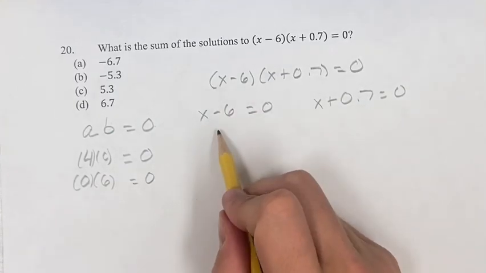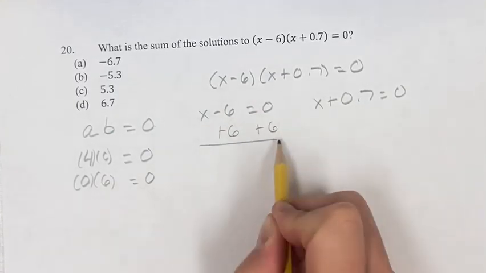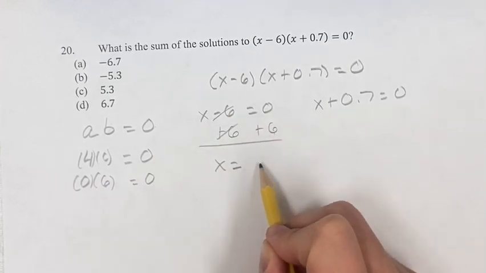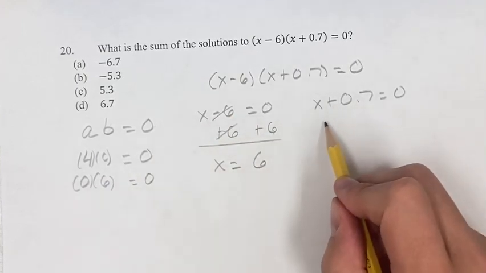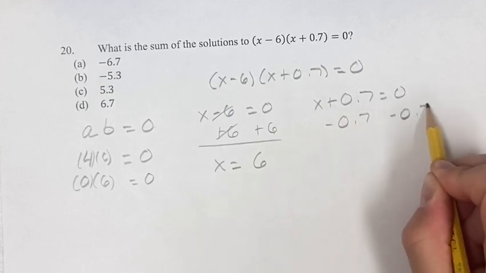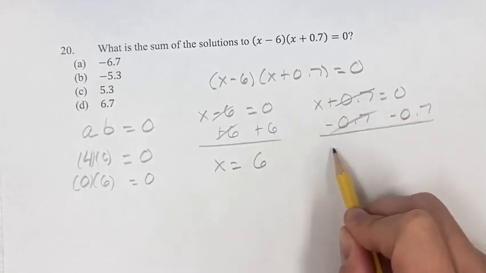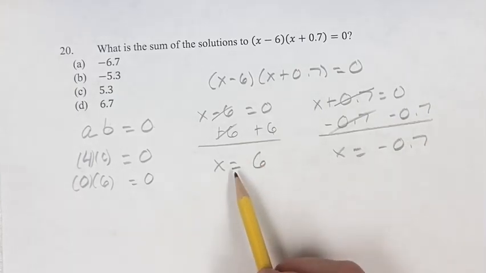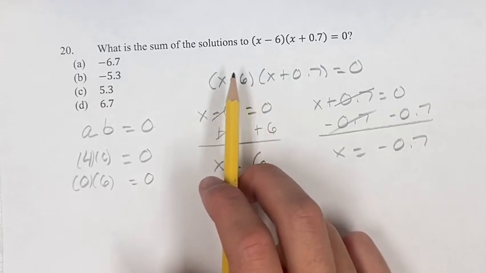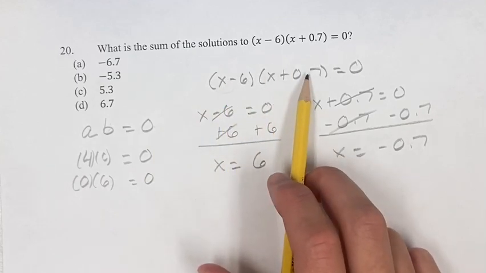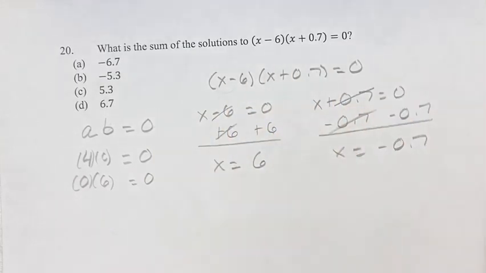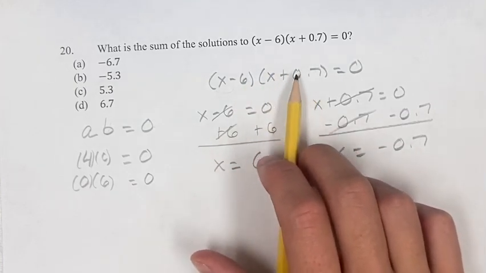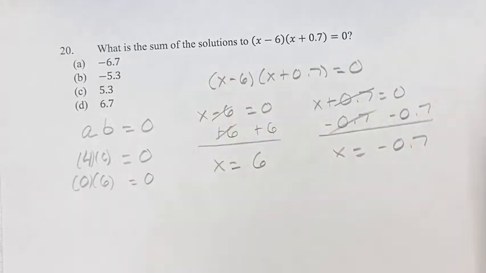And if we solve for x in both these situations, for this equation we can add 6 to both sides, these cancel and we get x is equal to 0 plus 6, which is 6. And for this one, if we subtract 0.7 from both sides, these cancel and we get x is equal to negative 0.7. If x is equal to 6, then this is equal to 0, so it's 0 times whatever this is, which is 0, so the equation checks out. And if we have negative 0.7, that makes this 0, so 0 times whatever this ends up being is going to be equal to 0.